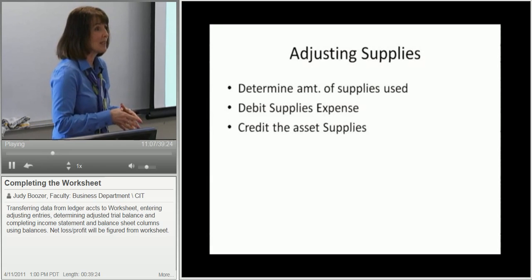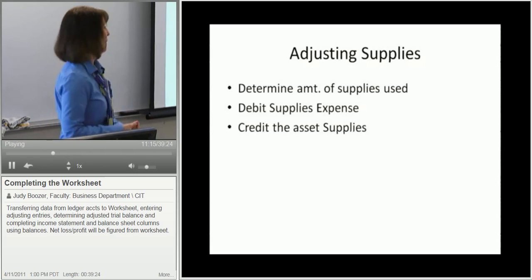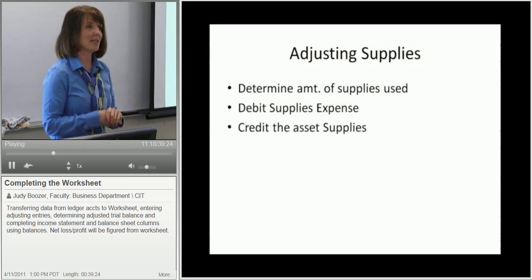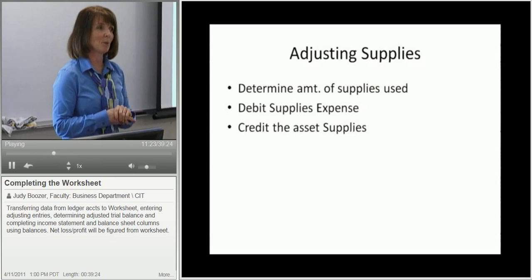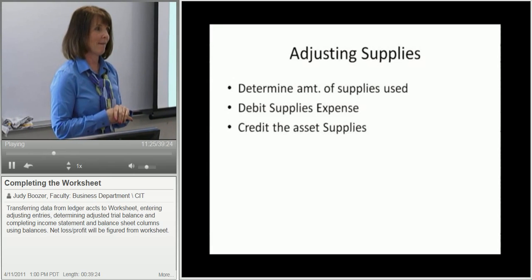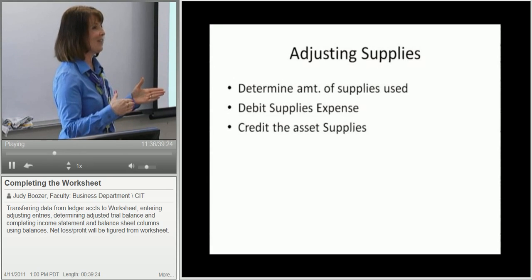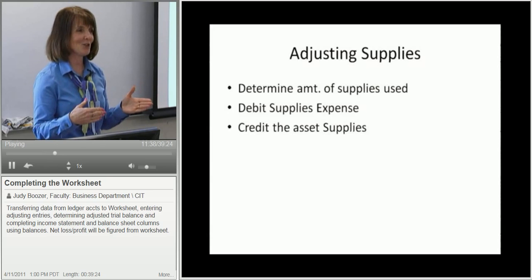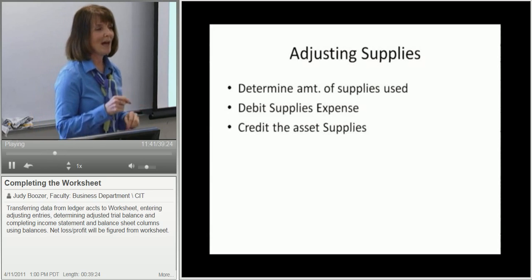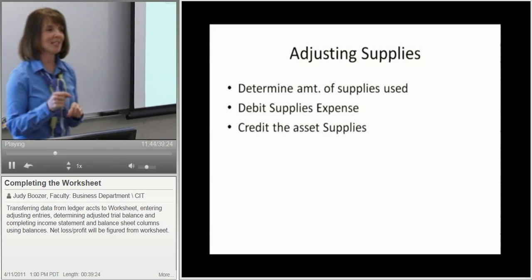500 used. The expense is whatever is gone or used. So that was given to us. Therefore, you would debit supplies expense for 500 and credit the asset supplies for that same amount. Okay? Does that make sense? So supplies now has a value of how much? 2,000 minus 500 is 1,500. Good.